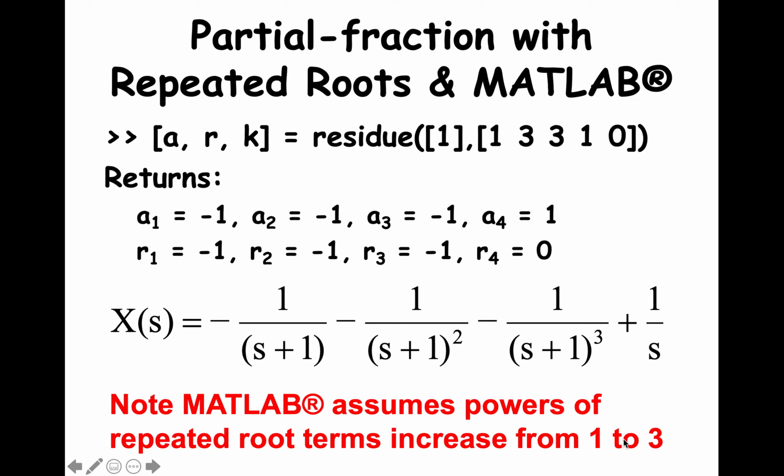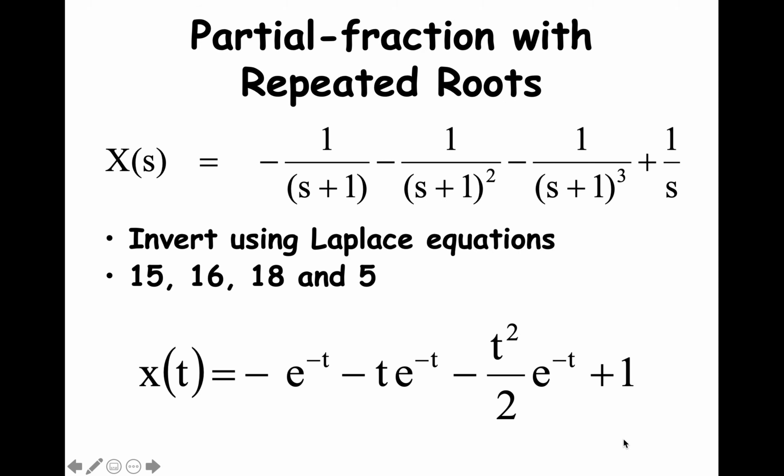So this means that the partial fraction expansion of X(s) is 1 over s plus 1, minus 1 over (s plus 1) squared, minus 1 over (s plus 1) cubed, plus 1 over s. The last term is because of the zero root for R4. Repeated roots do not always have minus 1 as the numerators, as this example shows. The expression can be inverted using equations 15, 16, 18, and 5 to get the time domain result shown. This was the same result found before.